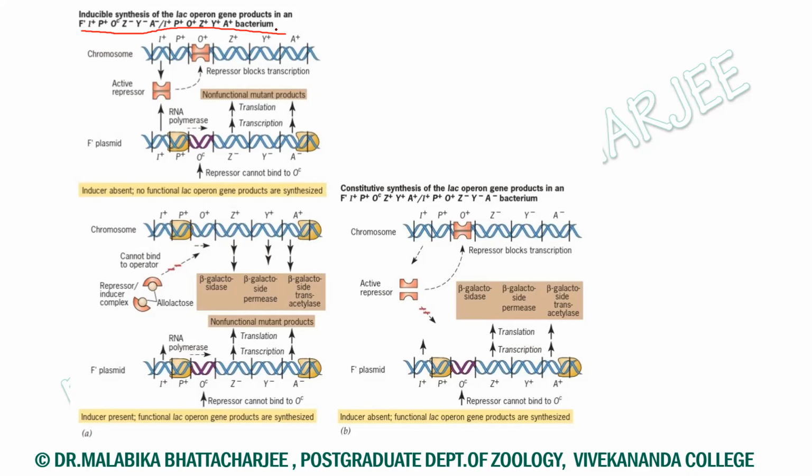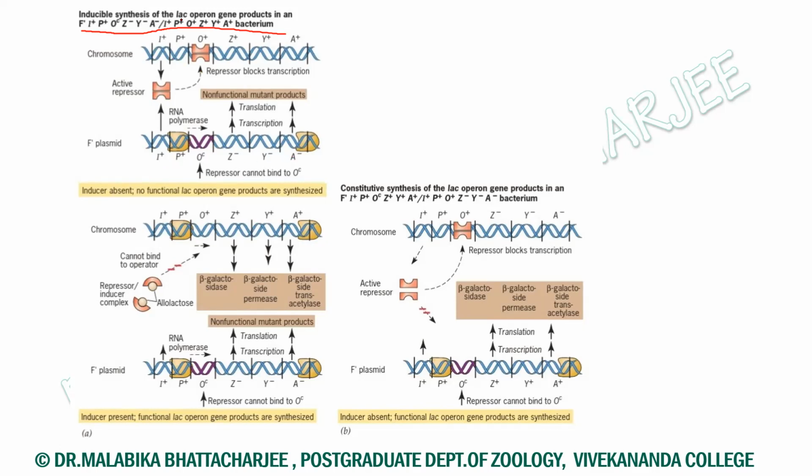Now, ZYA mutations usually occur when there is a wrong codon. Instead of methionine, serine has been inserted. So the codon has changed. So there is a change in one of the nucleotide bases. Okay. Now let us look into a situation like this. See, what is the condition given? I plus, P plus, OC, Z minus, Y minus, A minus. So we write I plus, P plus, where is OC? Oh, this is written down. I plus, P plus, OC, Z minus, Y minus, A minus.